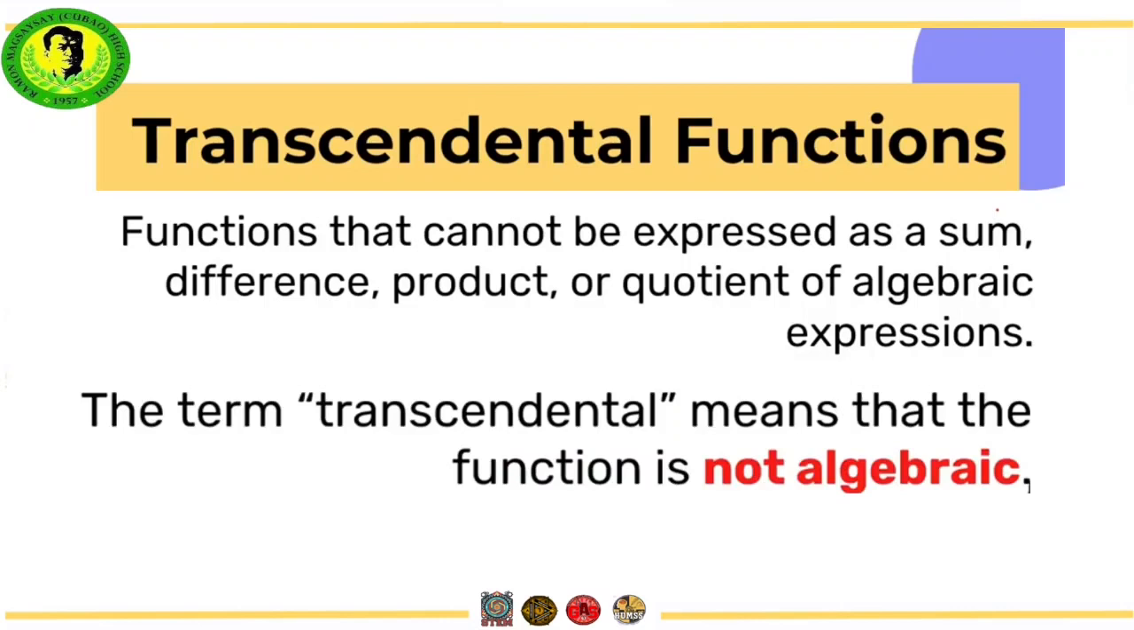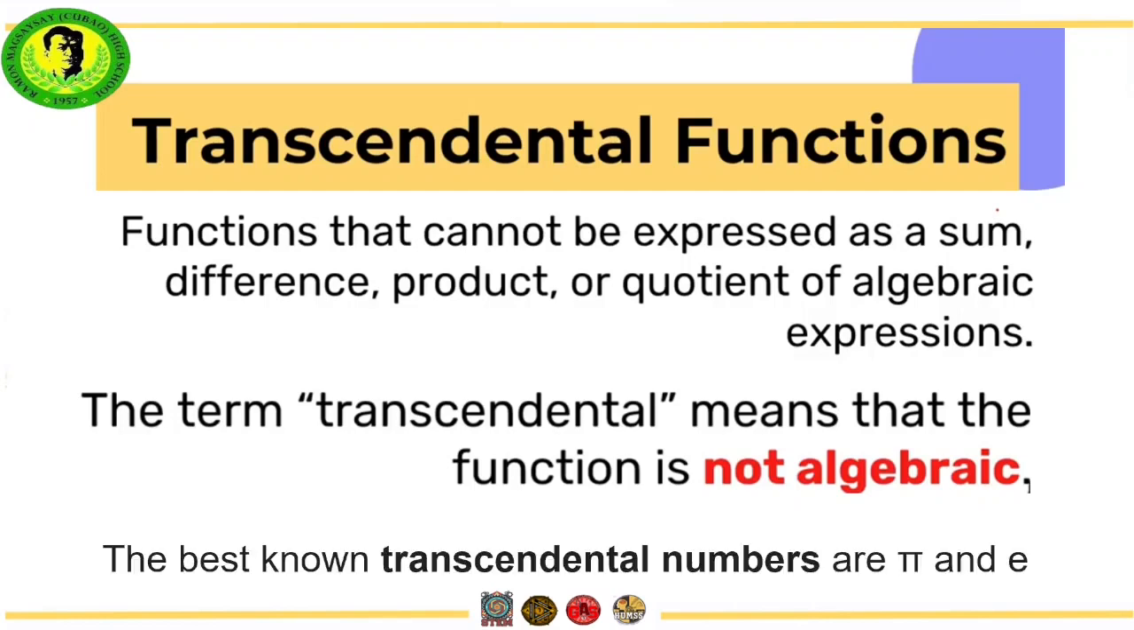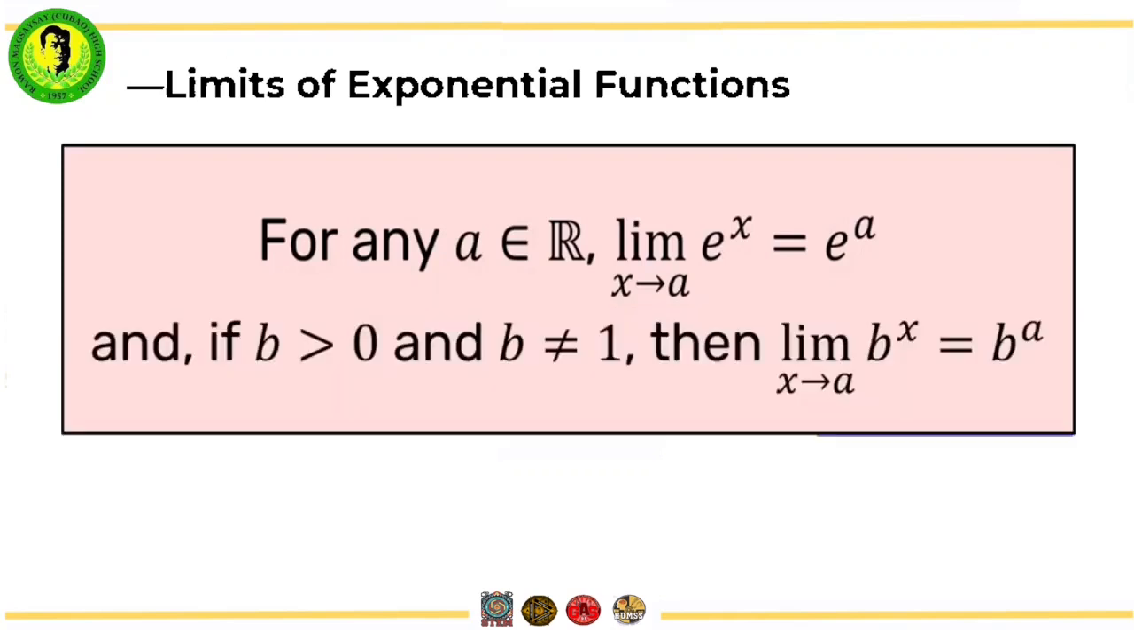So basically, what are transcendental functions? The functions that are not algebraic. From the word, transcendental means the function is not algebraic. Some examples of transcendental numbers are pi and Euler's number e. Okay? So what are the properties of limits of exponential functions? We will start with exponential functions first.